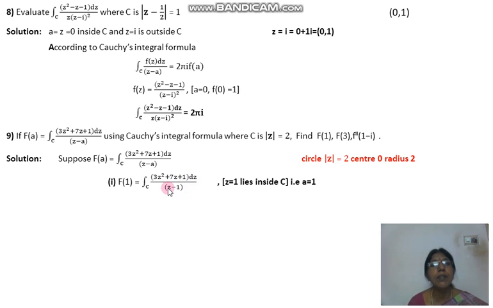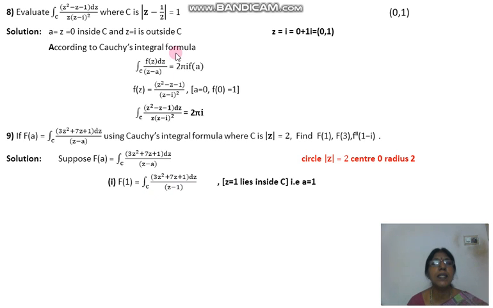How is this? Look at this formula once: integral f of z dz by z minus a, like that, or integral f of z by z minus a dz. What is in the place of a? 1 is there. So does this 1 lie inside the circle? Yes, mod z is equal to 2, and here z is equal to 1, so this lies inside the circle C, point a is equal to 1.